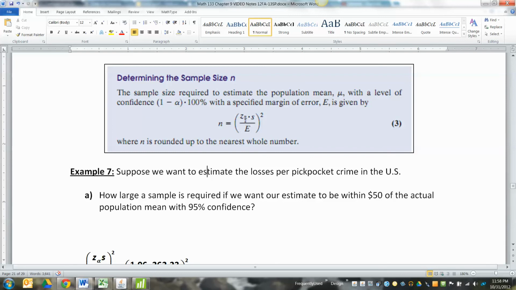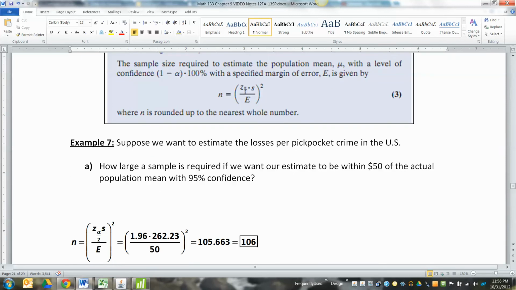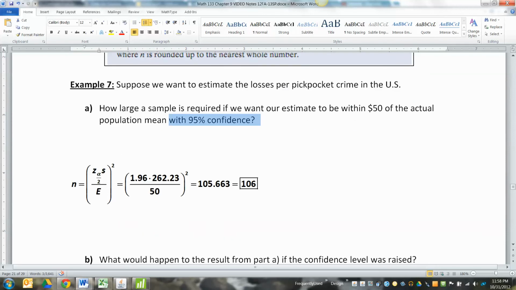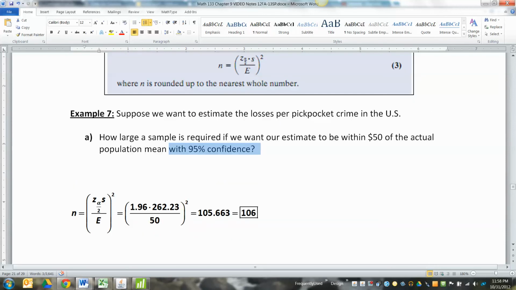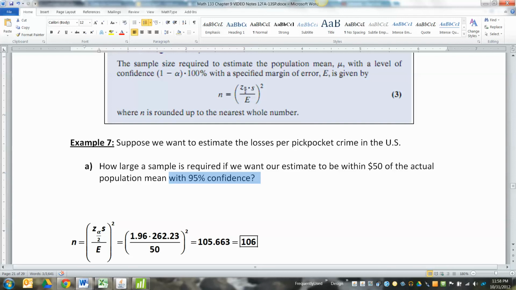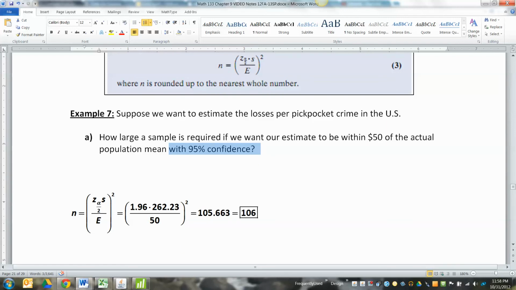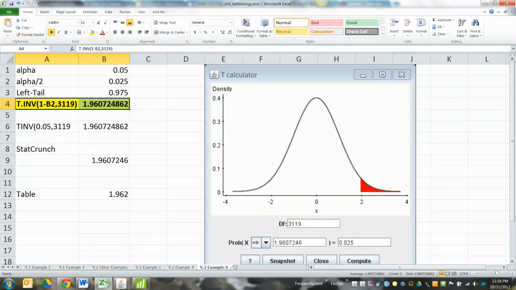How large a sample is required if we want our estimate to be within $50 of the actual population mean with 95% confidence? So you write down the formula, n equals that thing. Okay, now what about all these values? So we know s because s was given to us in the problem.